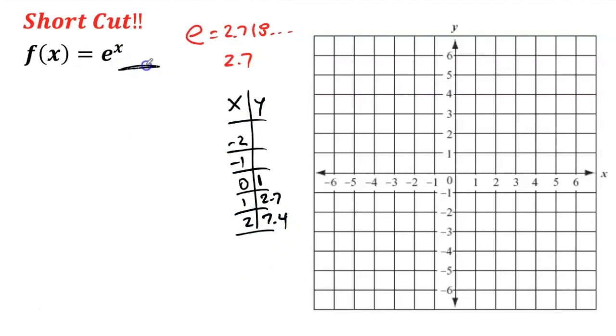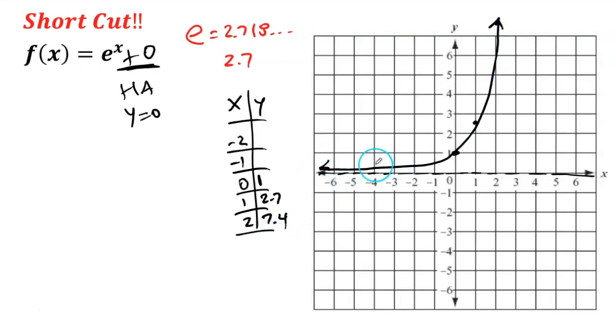Where's my asymptote? That's my horizontal asymptote, which is y equals 0. And there's nothing next to it. The points are 0, 1; 1, 2.7; 2, 7.4, something like that. As you can see, it grows really, really fast. Increasing function, connect. That's e.